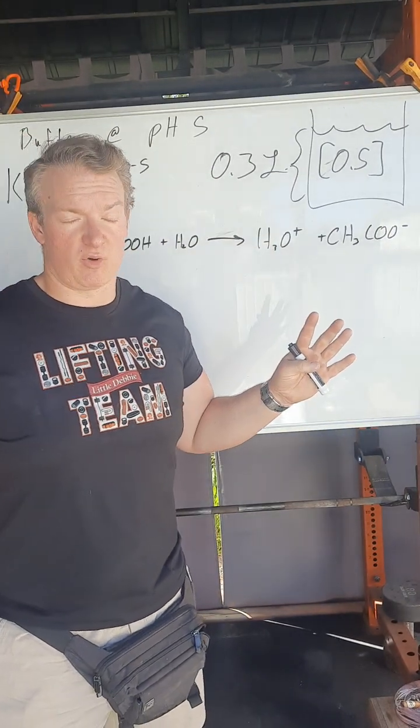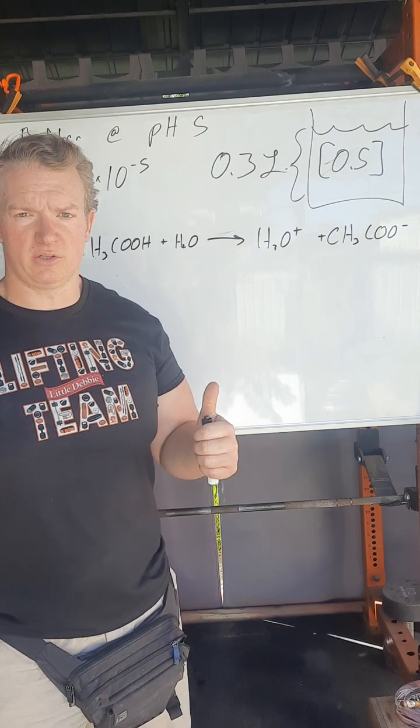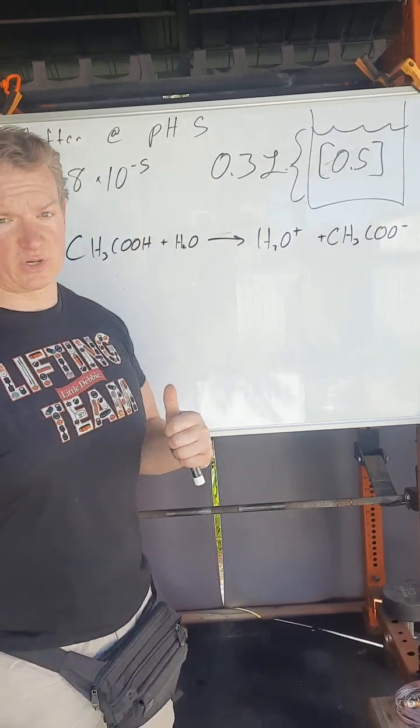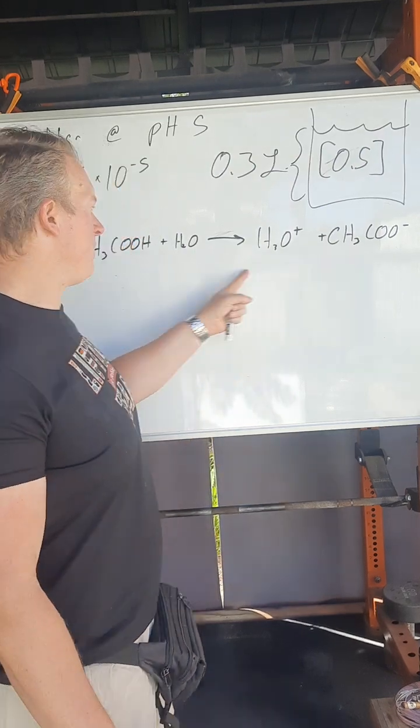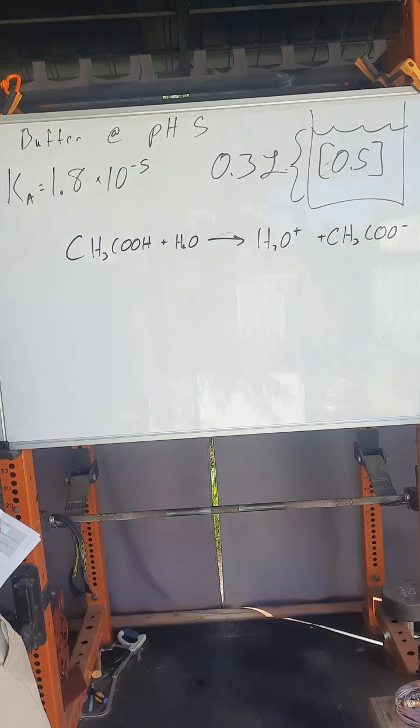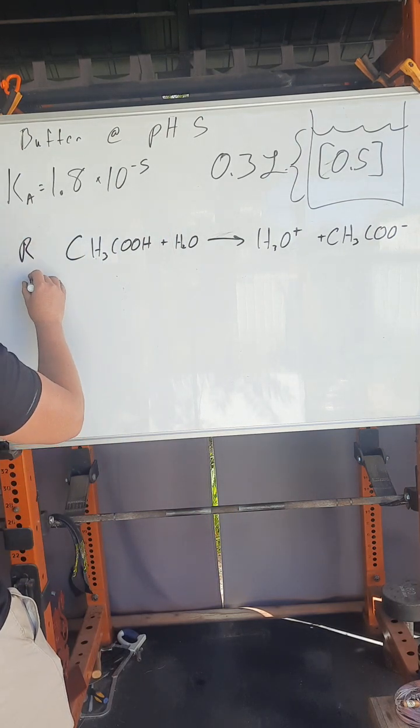You guessed it, we're going to do a rice table. We have a capital K value. We need an equilibrium concentration. So we're going to need a rice table. This is our balanced chemical reaction. And what we have here for our rice table, RICE.